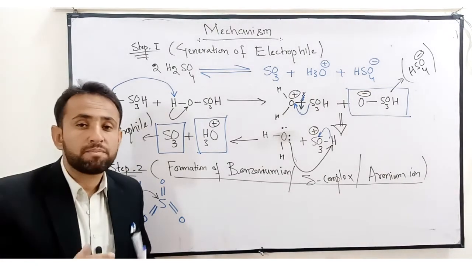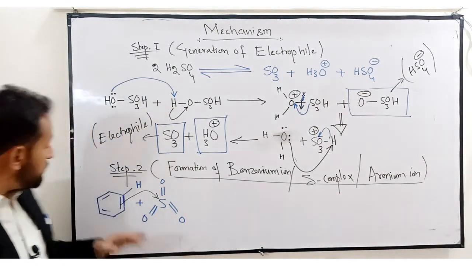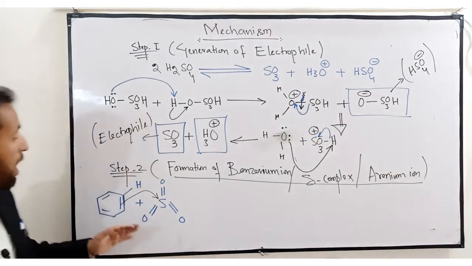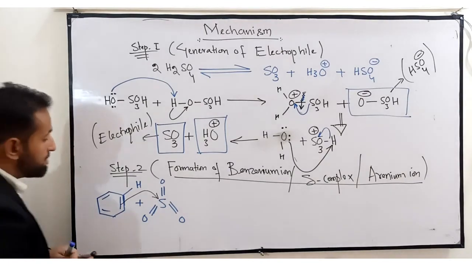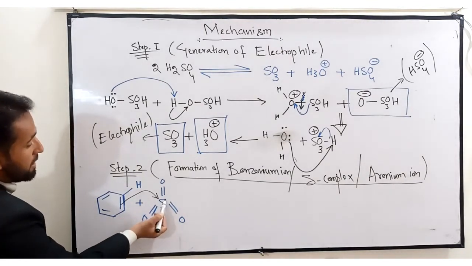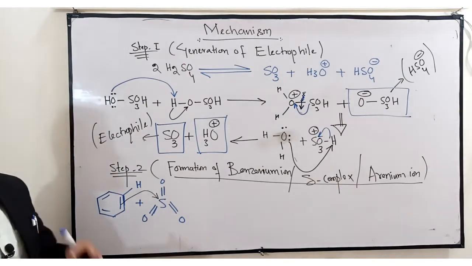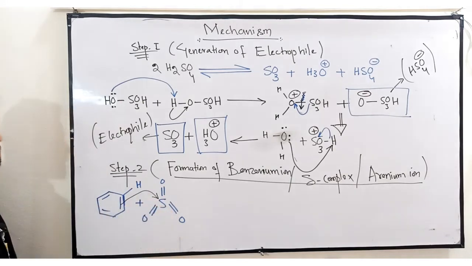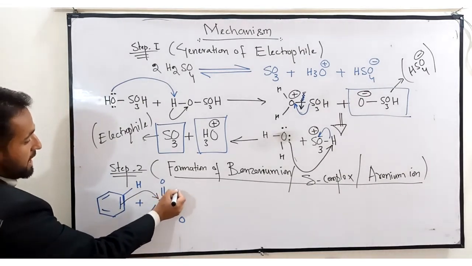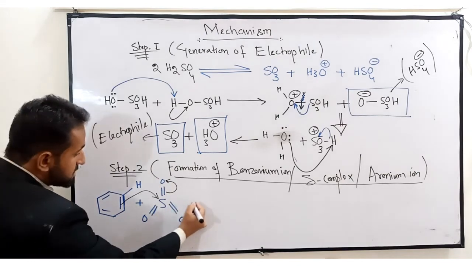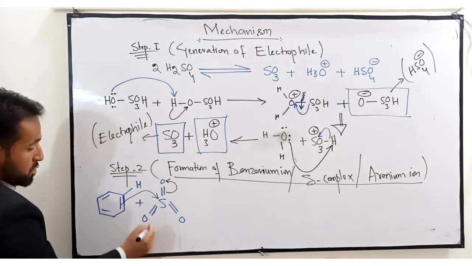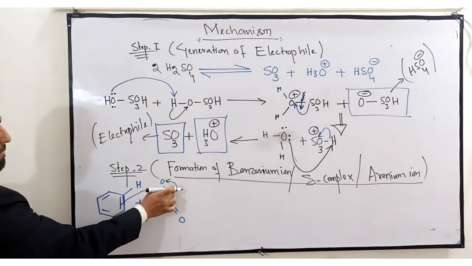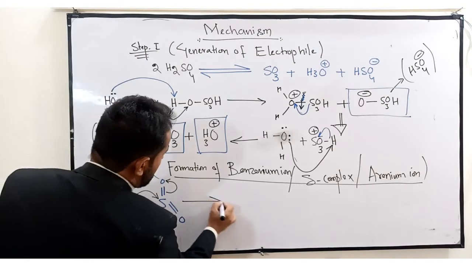Sulfur generally forms 6 bonds. It is a very unstable state for the sulfur atom to form a 7th bond. So what will happen? Basically here, a sulfur double bond oxygen will be broken. Why? Because this pi bond will make a bond with the sulfur atom. So you can break this bond, or you can break this one, or this one also. It doesn't matter. Suppose I'm breaking this one. So what will form?